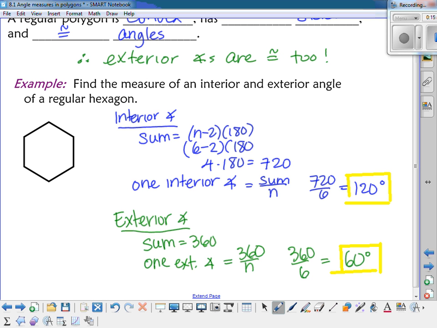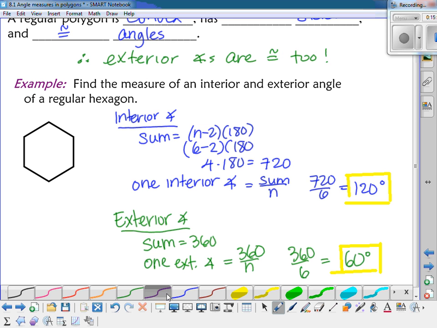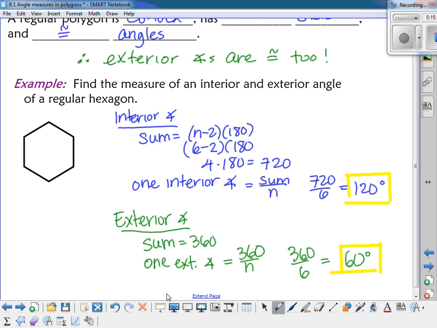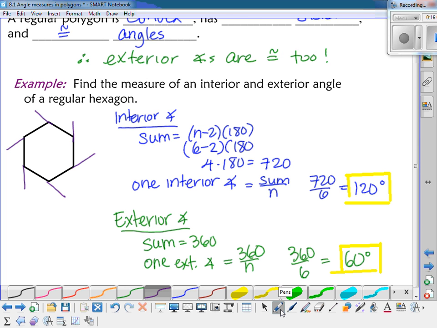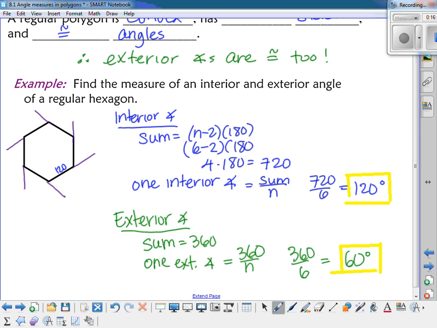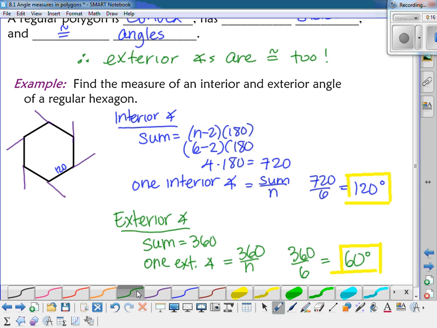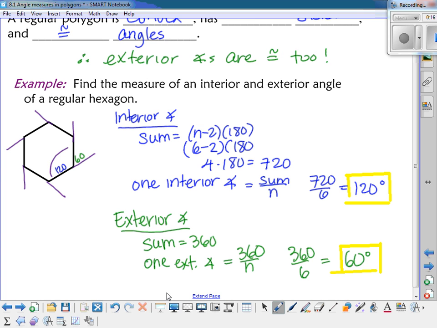So what do you notice about 120 and 60? What do they add up to? They add up to 180, which is what you would expect. Because here are all my exterior angles on my hexagon. And if I look at my interior angle here, I found that it was 120, and my exterior angle was 60, and that's what we would expect because together they make a linear pair, and so they are supplementary.